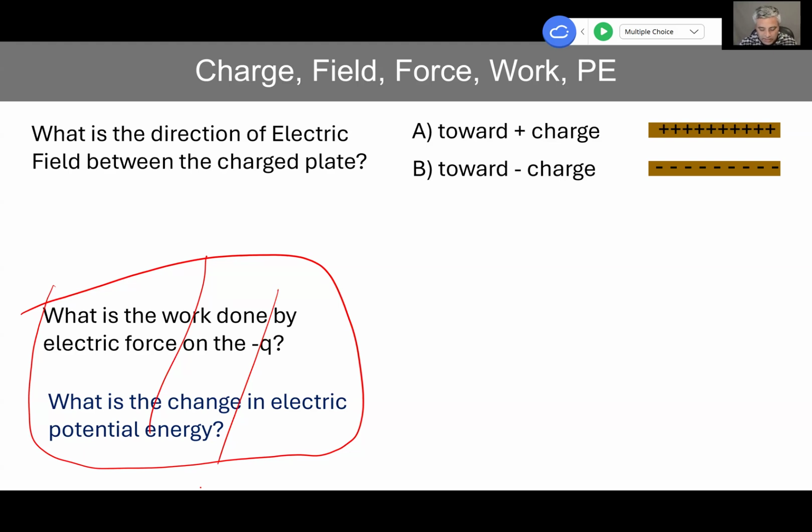So what is the direction of electric field between the charged plates? Here are the plates. And here it says towards positive charge means it's going like that. Towards negative charge means it's going like that. So which one is it? So that's what I'm asking. Okay, so I'm opening the poll and you have a minute to answer this question.